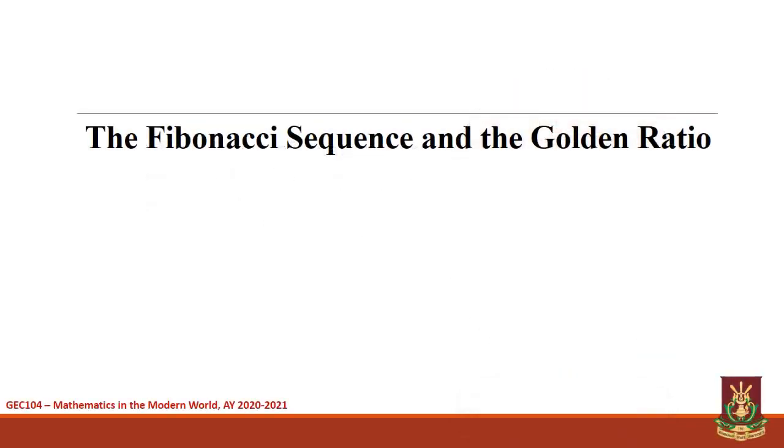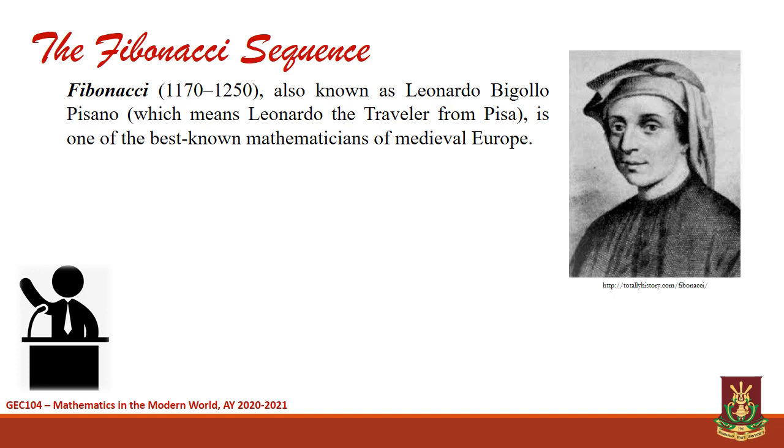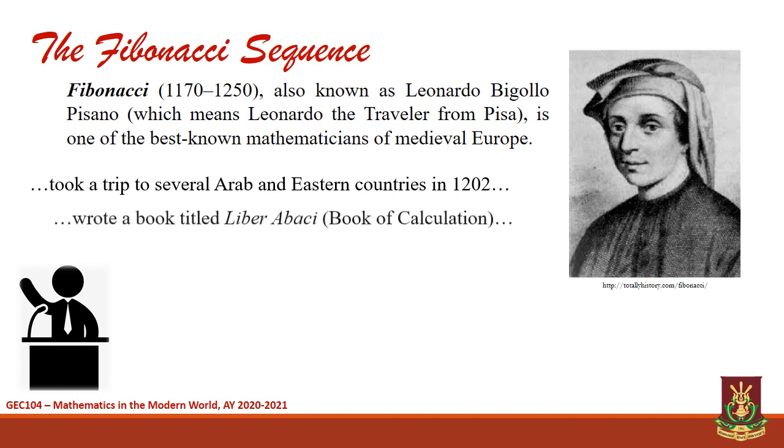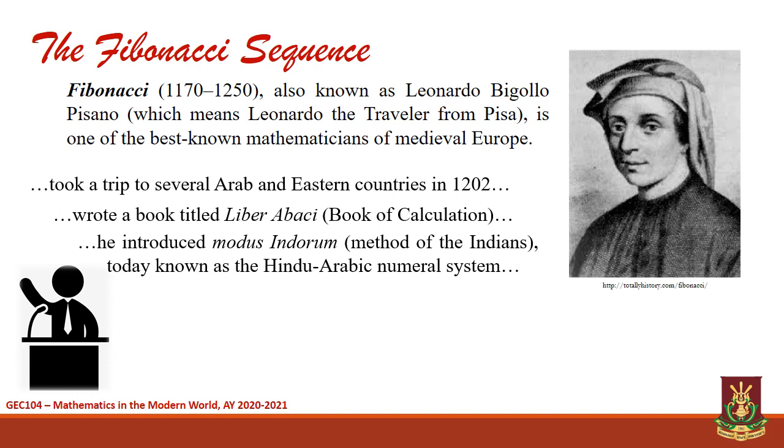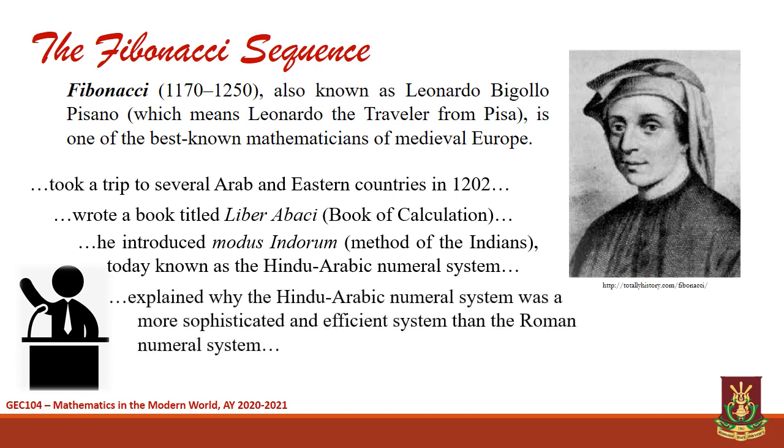Our lesson will start by introducing the Fibonacci sequence and the golden ratio. Fibonacci, also known as Leonardo Pisano, is one of the best-known mathematicians of medieval Europe. In 1202, after a trip that took him to several Arab and Eastern countries, Fibonacci wrote a book titled Liber Abaci, which means Book of Calculation. In the said book, he introduced modus indorum, today known as the Indo-Arabic numeral system. He also explained why the said numeral system is more sophisticated and efficient compared to the Roman numerals.